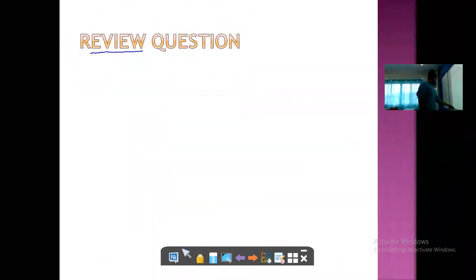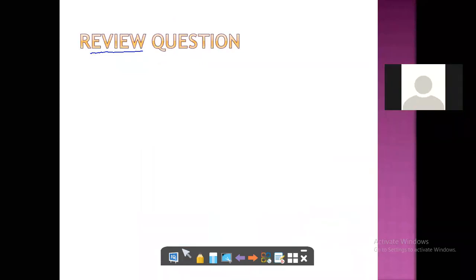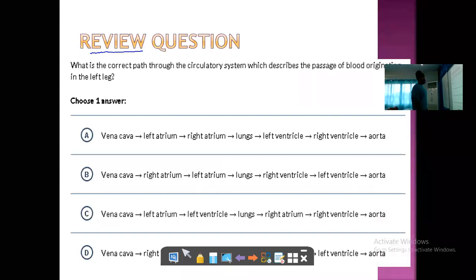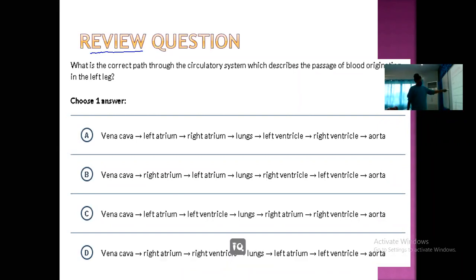Just one review question before we proceed. What is the correct path in the circulatory system which describes the passage of blood originating in the left leg? You just have to choose only one answer. A, vena cava, left atrium, the right atrium, lungs, left ventricle, right ventricle, aorta.